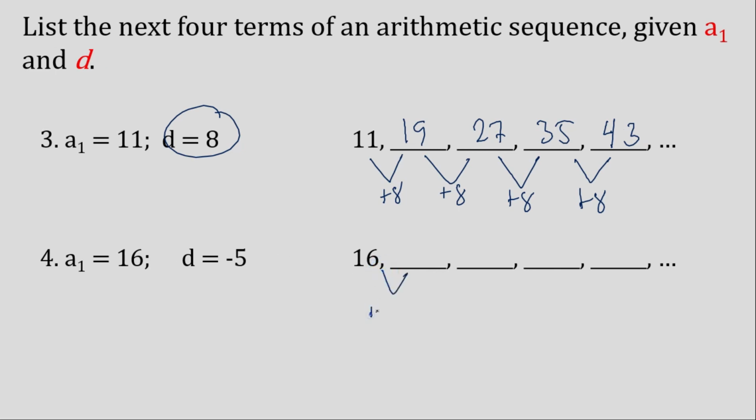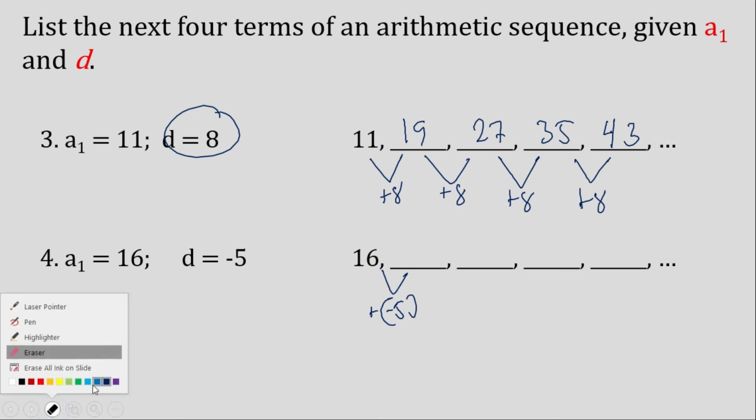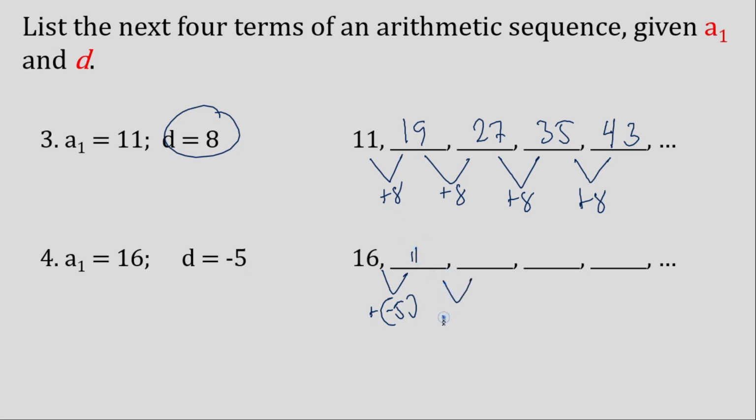Now, let's go to number 4. 16 plus negative 5 is 11. Sorry for that. Let me erase it. Okay, 16 plus negative 5, that is 11. 11 plus negative 5, that is 6. 6 plus negative 5, that is 1. 1 plus negative 5 is negative 4. So that is the answer for that.